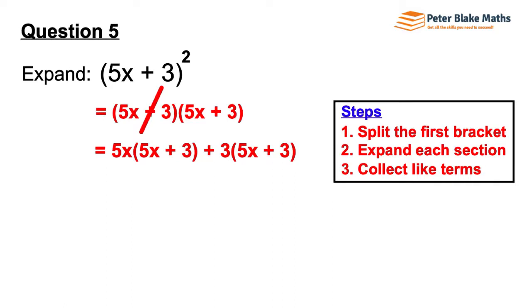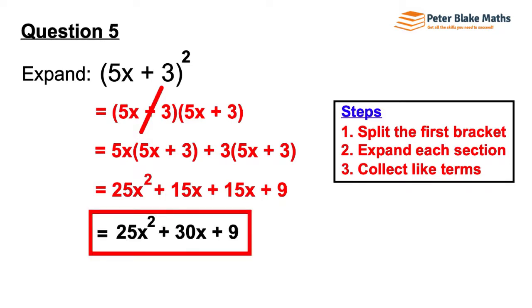The first term by the first term in that bracket makes 25x squared, and the 5x in that first section multiplying by the 3 makes 15x. For that second part of the expansion, we have 3 lots of the 5x making 15x, and 3 lots of 3 making 9. We can collect like terms here by going 15x plus 15x for the middle, and we'll end up with a final answer of 25x squared plus 30x plus 9. So that's doing it the traditional way.